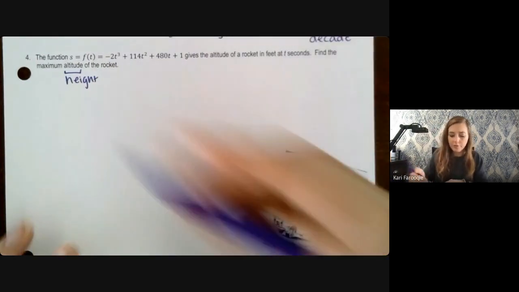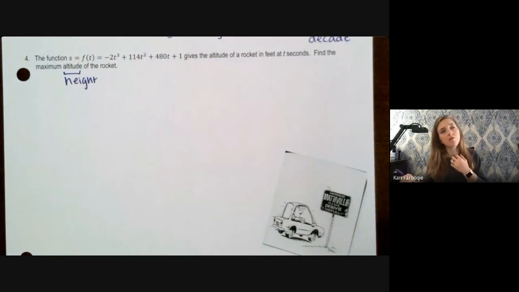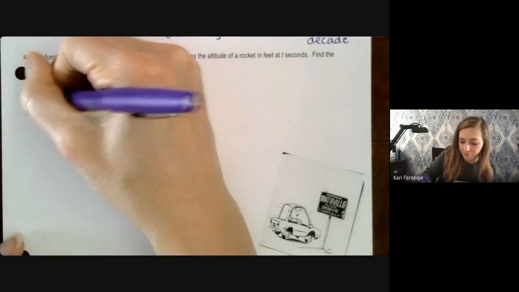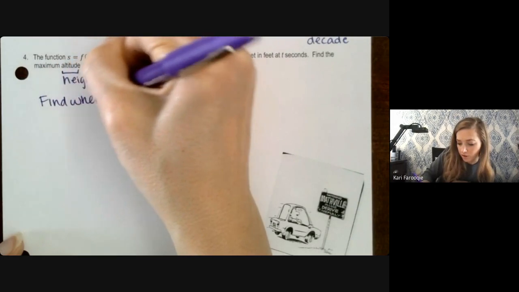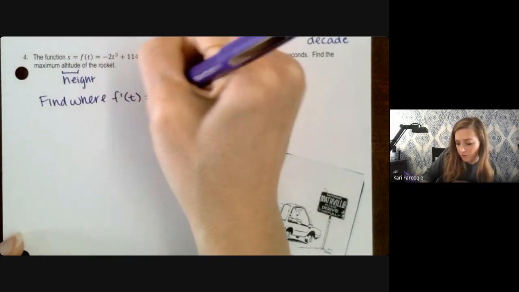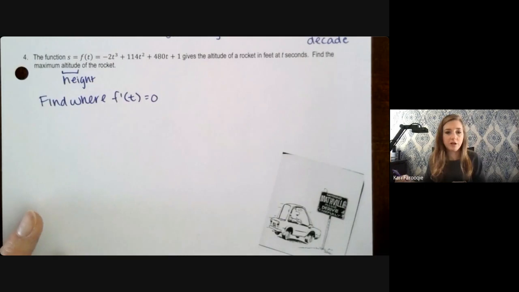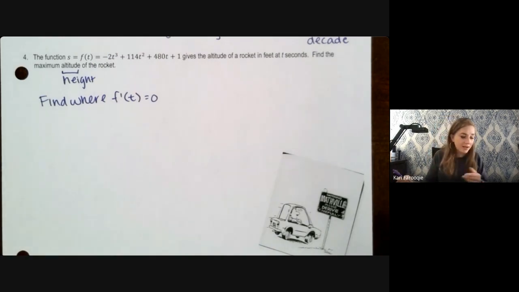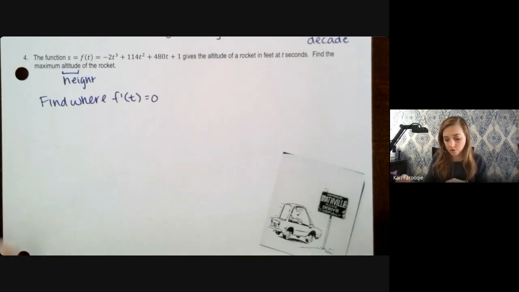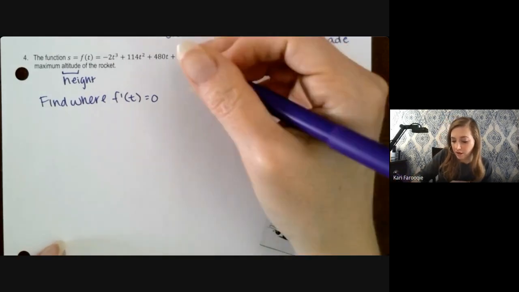I need to find out where f prime of t equals 0. And then this is going to give us the x coordinate where that occurs. And then we're going to solve to find the y coordinate at that value, or I guess the s coordinate at that value. All right, so the maximum altitude occurs when the velocity equals 0, and the velocity is the derivative. So that's another way of thinking about that.